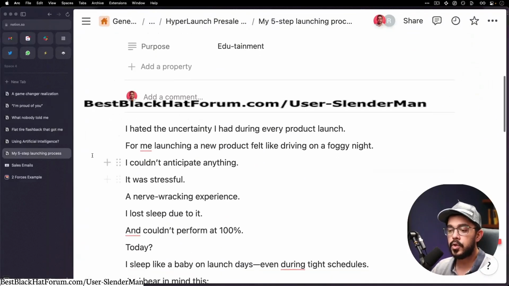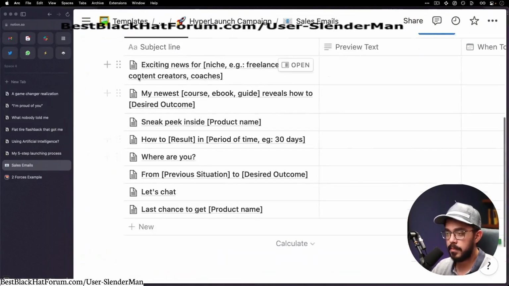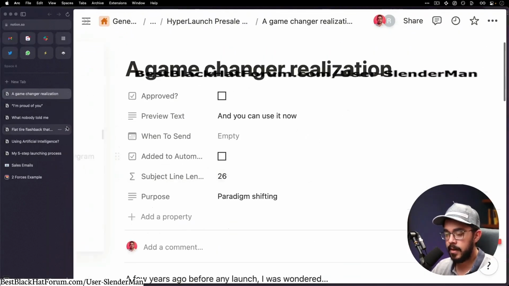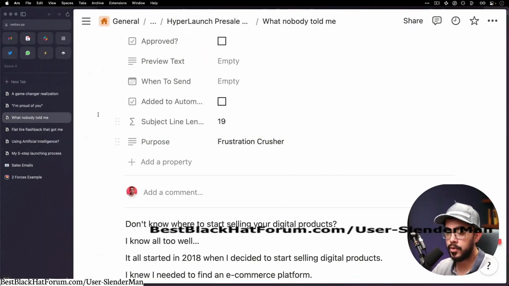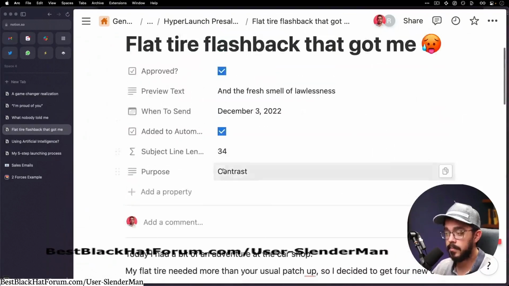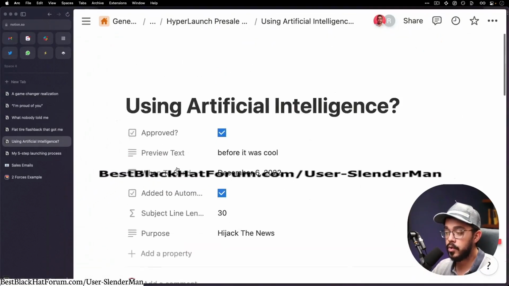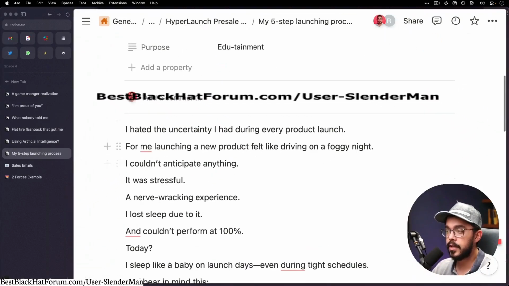So go ahead, start creating your emails. You have a bunch of templates here and use the paradigm shift email, use the positive future email, use the frustration crusher, the contrast email, as you can see here, the news hijacking email, and of course, the edutainment.